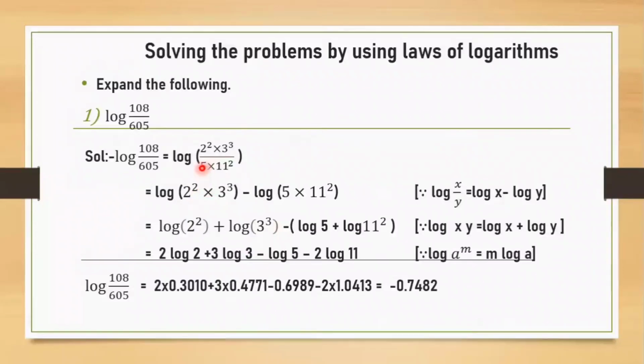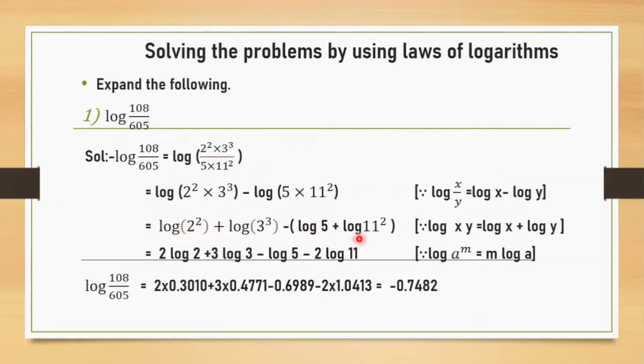Here, it is like log of x by y. Using this law of logarithm, we can write it as log of x minus log y. That is log of 2 square into 3 cube minus log of 5 into 11 square. Next, comparing it with this law of logarithm, log of x into y, log of 2 square into 3 cube is written as log x plus log y. That is log 2 square plus log 3 cube, minus, similarly, log 5 plus log 11 square.